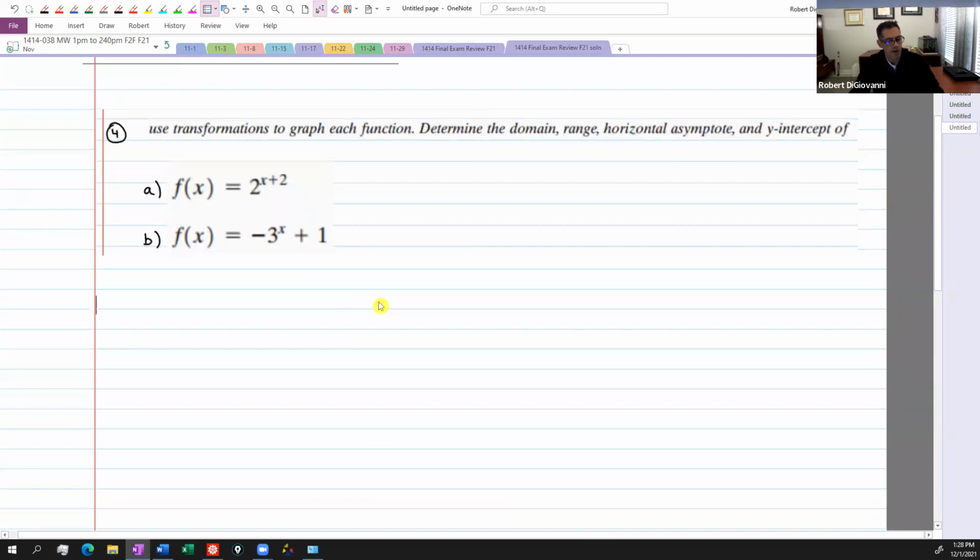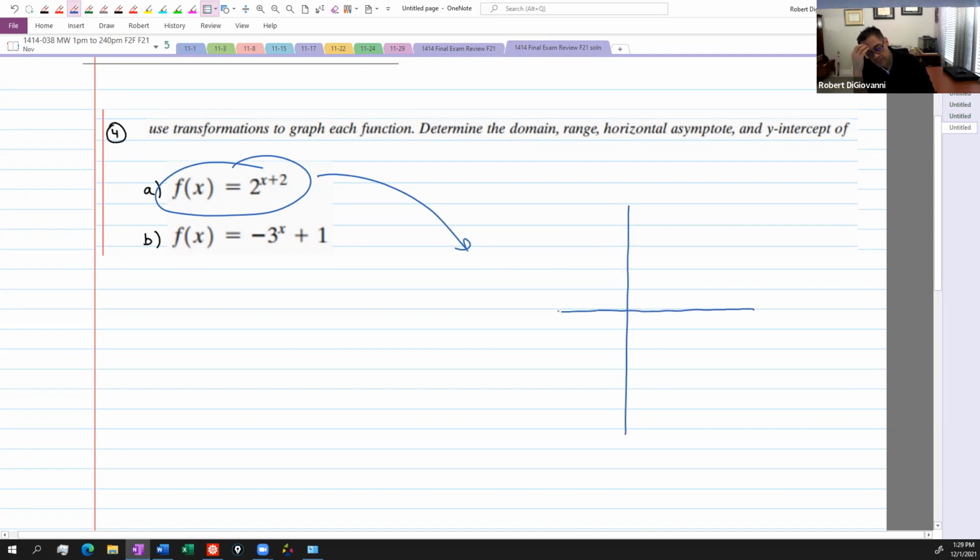All right, so for part A, I want you to graph that. I don't want a detailed graph. All I want is for you to give me a basic idea of what's going on here. So for this, you need to know that it's an exponential function. And it's exponential growth because this base number is bigger than 1. So you know that it looks like this. Okay, and we also know that this goes through the point 0, 1.